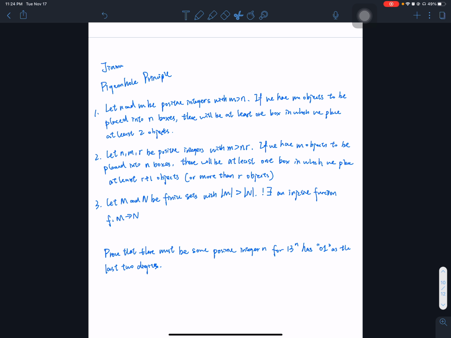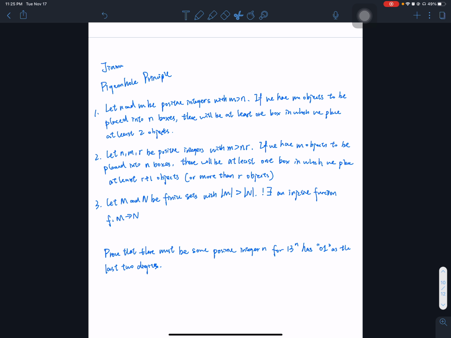This definition is also easy to understand because, by a similar explanation, suppose we place n times r objects into n empty boxes with each box containing exactly r objects, then the remaining m minus n times r objects will be left, and if we place those objects into these boxes, there has to be one box containing more than r objects.